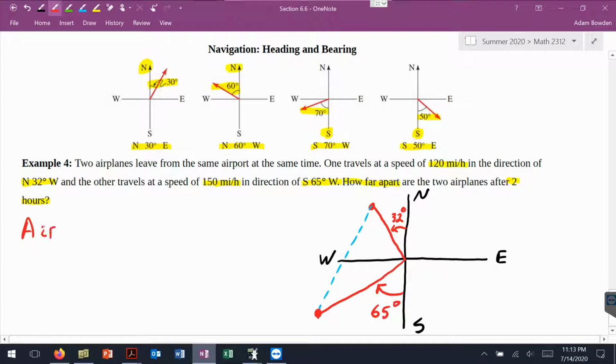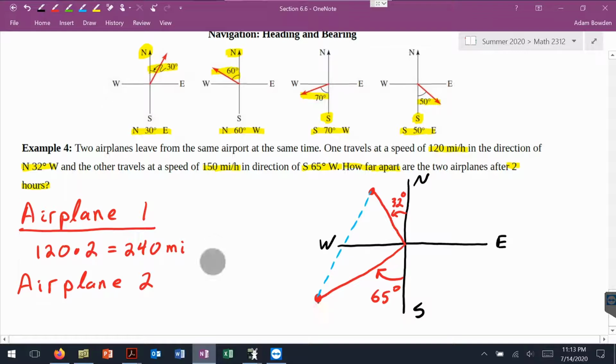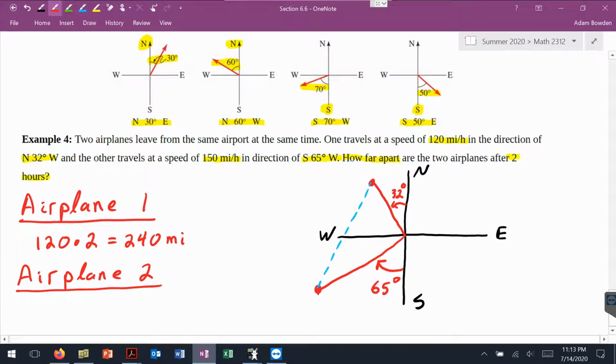So let's calculate how far they've traveled so far. Airplane 1 will have traveled 120 times 2 after 2 hours, or 240 miles. The other one was traveling at a different speed, and so after 2 hours, it will have traveled 150 times 2, or 300 miles. Okay, so let's write that on the picture here to illustrate how far they've traveled.